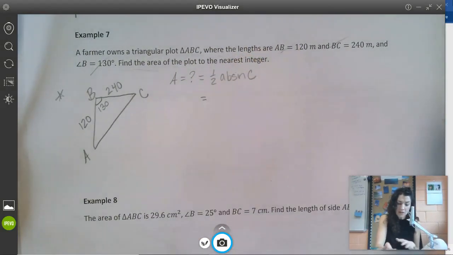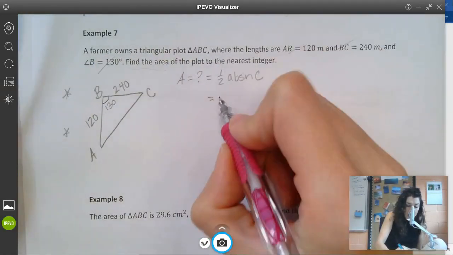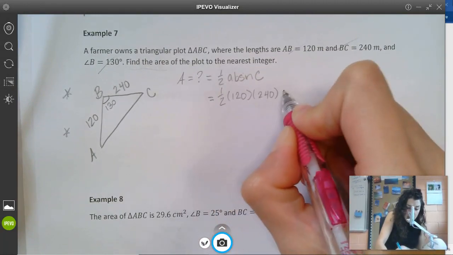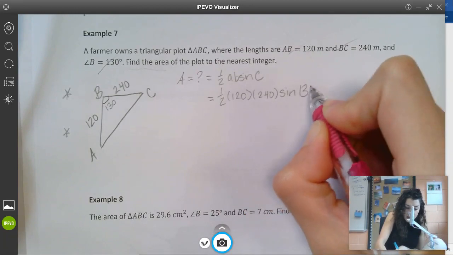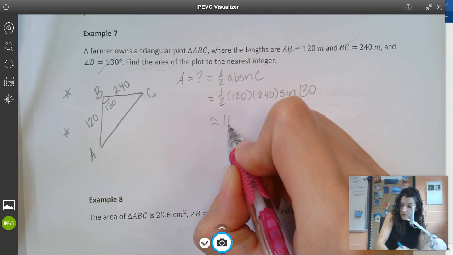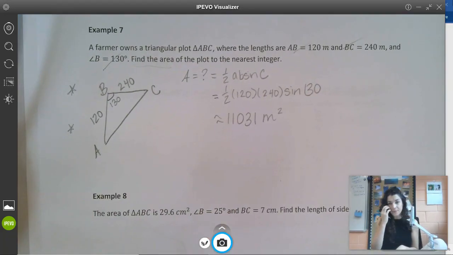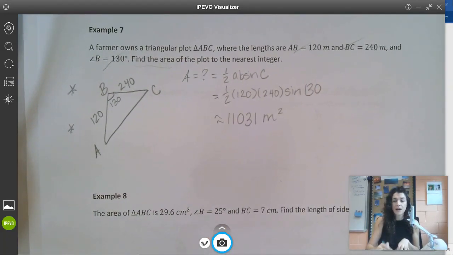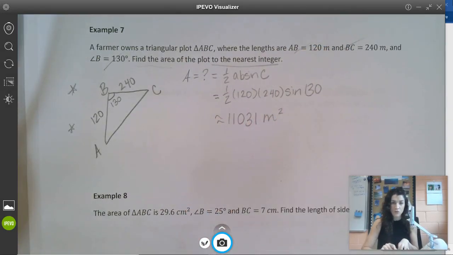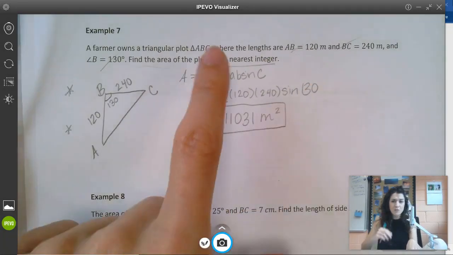I think you can do this on your own. Go ahead and find the area of this triangle. The two side lengths that we have are 120 and 240, and then the angle in between them is 130 degrees. Plugging all of those in, we get about 11,031 meters squared. Because it says to the nearest integer, make sure that you're paying attention to your rounding rules. To the nearest integer means to the nearest whole number.